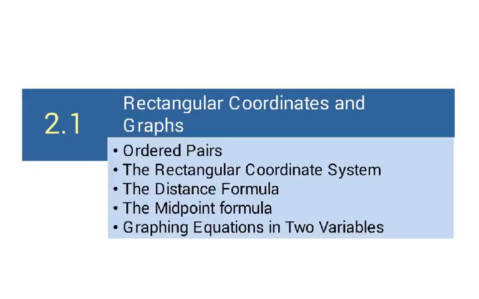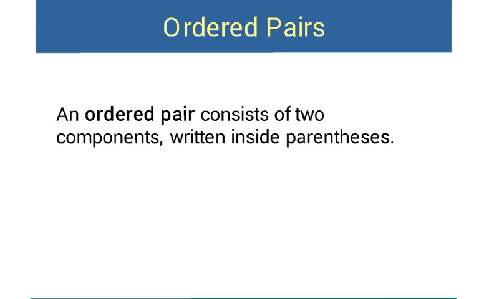Okay, let's get started. So an ordered pair consists of two components written inside parentheses. So y'all should know that. We have a coordinate for the x and the y, and that's how it's going to be written.